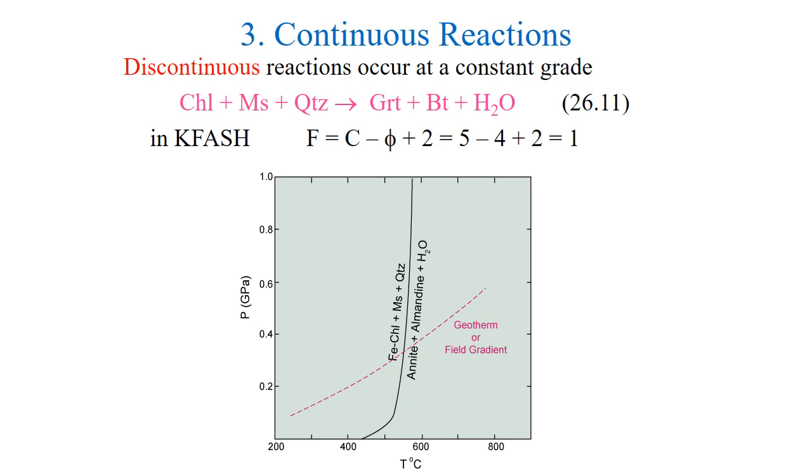In light of this, discontinuous reactions are actually univariant, F equals 1 on the PT phase diagrams, because pressure and temperature are not independent, but are constrained to follow the geothermal gradient, or the PT path, and the PT path crosses the reaction at a single point. In other words, because temperature depends on pressure in metamorphic environments, a degree of freedom is lost. In a pure system, a reaction should occur and run to completion when one of the reactants is consumed at a single grade.